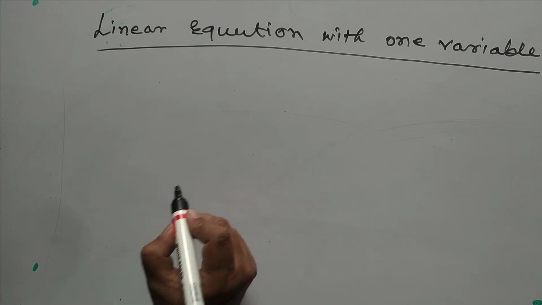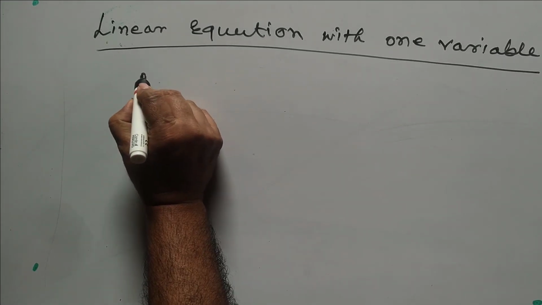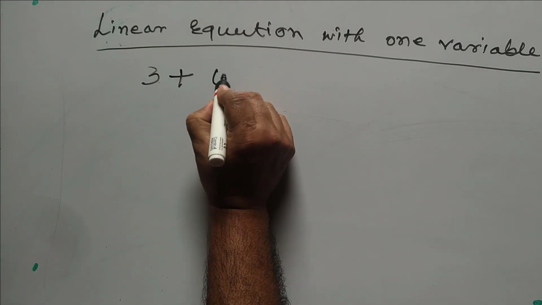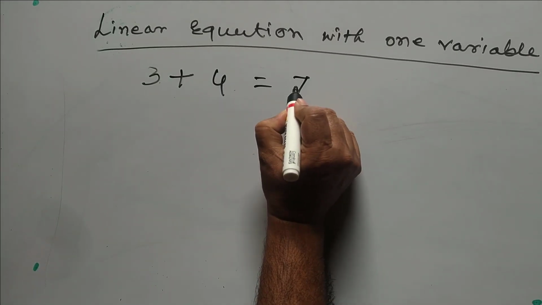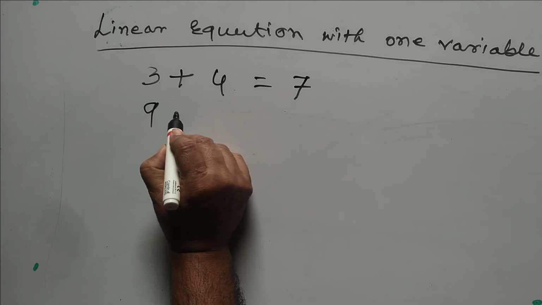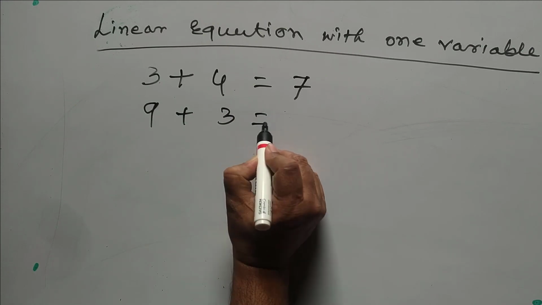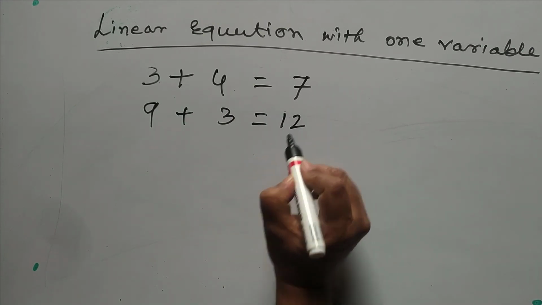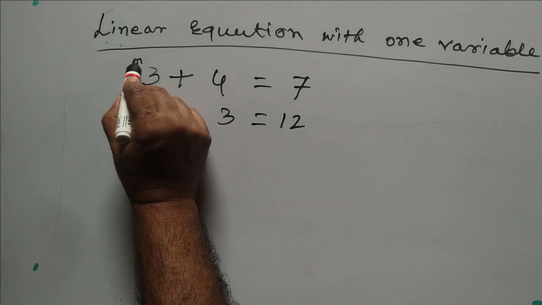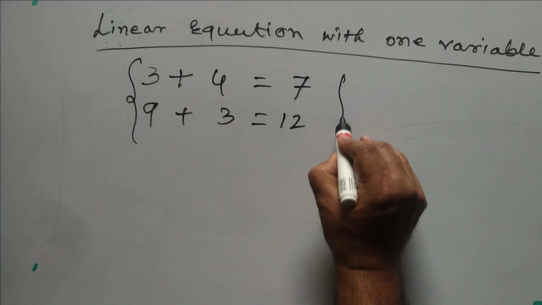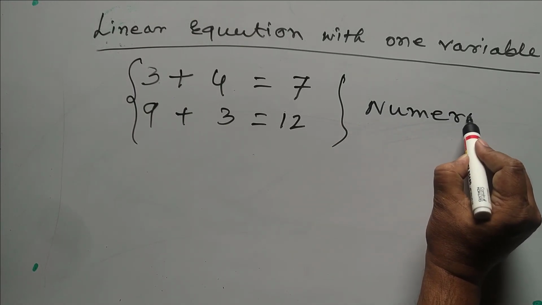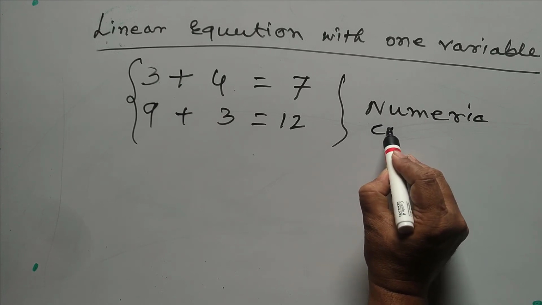Guys, we are familiar with this kind of expression like 3 plus 4 equals 7. Next, 9 plus 3 equals 12. We are familiar with it. These expressions are called numeric expressions.